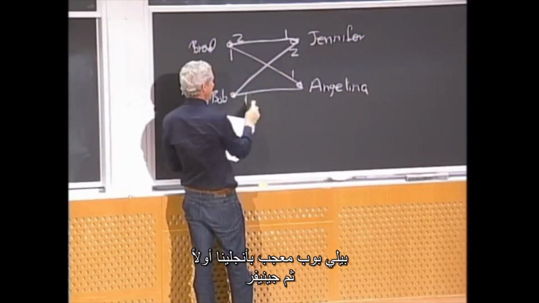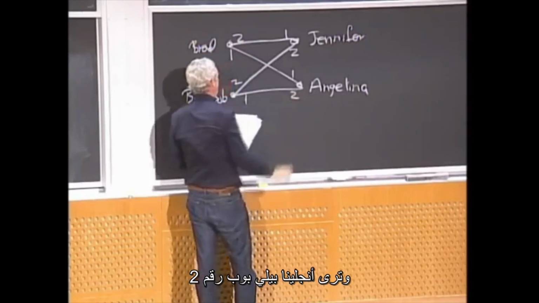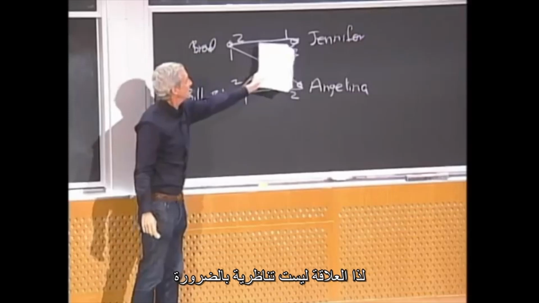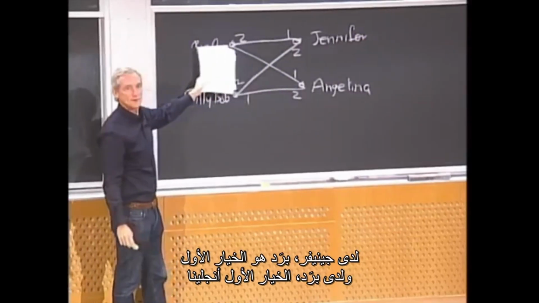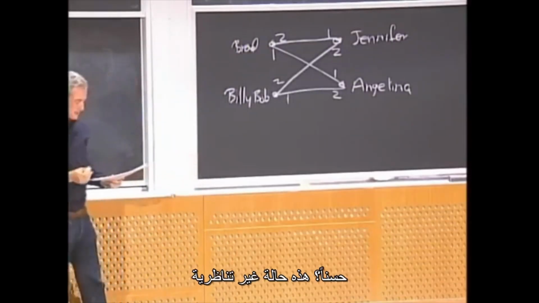Billy Bob likes Angelina first, then Jennifer. Angelina thinks Billy Bob is number 2. So it's not necessarily symmetric. Jennifer has Brad as the first choice. Brad has Angelina as the first choice. All right, so it's an asymmetric situation.